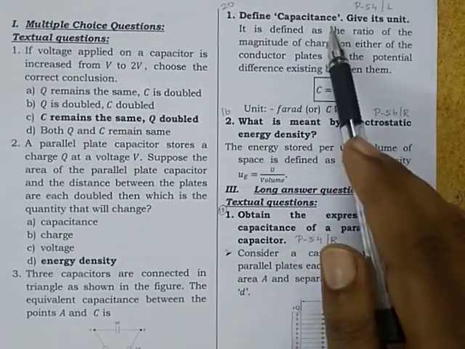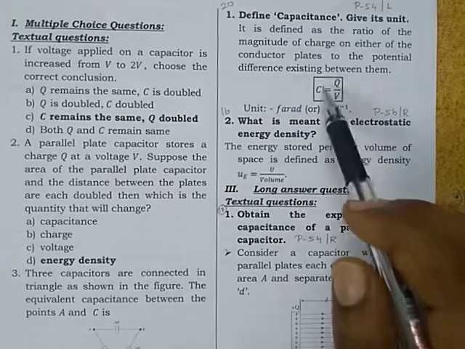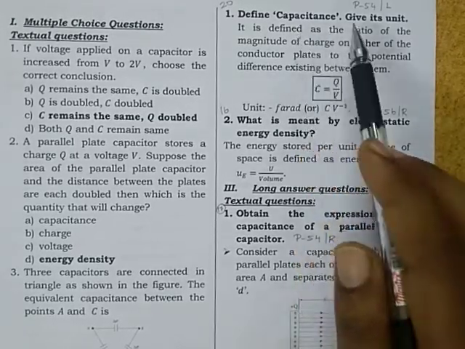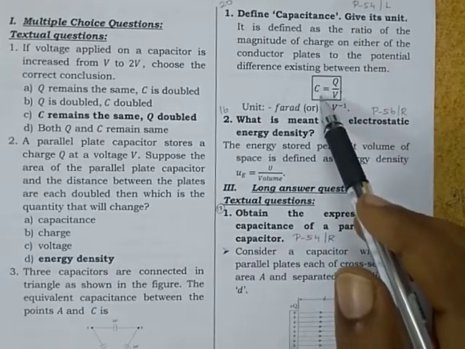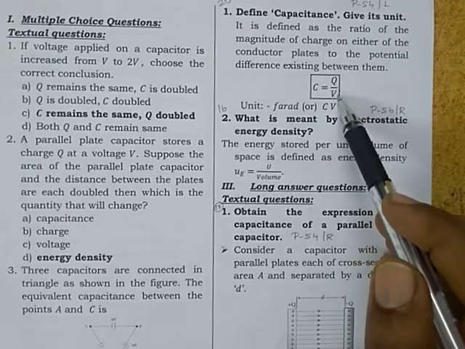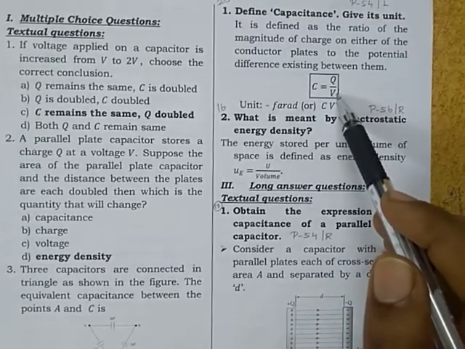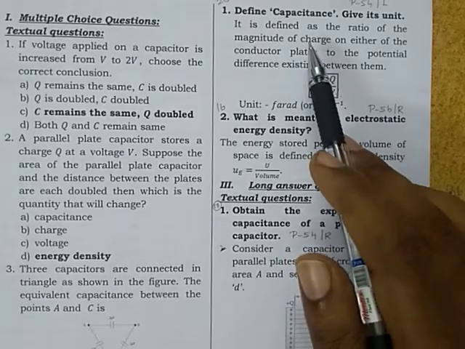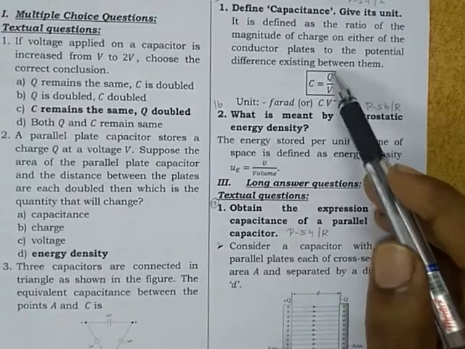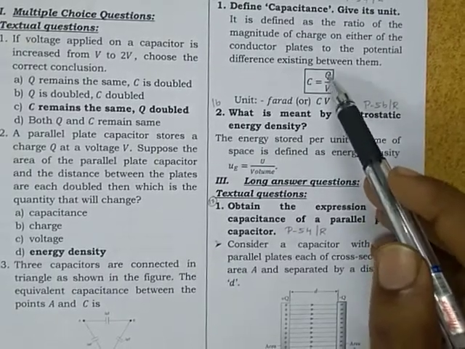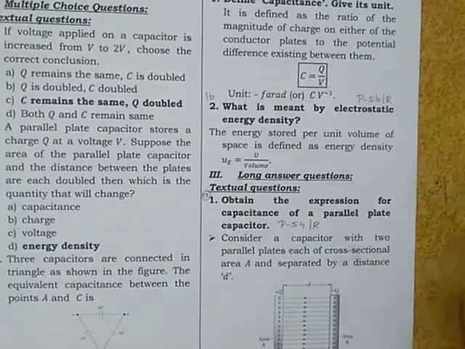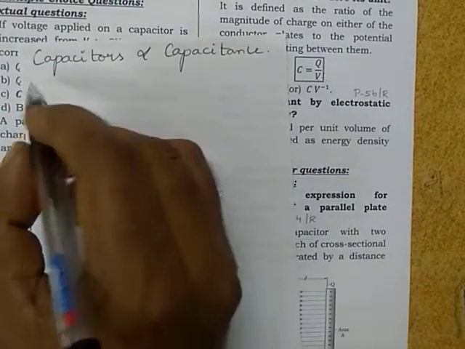For this question, we have to recall the expression C is equal to Q by V. By knowing this expression, we can easily define what is capacitance. Capacitance is the ratio of charge given to the conductor to the potential developed between the conductors. Let me see the actual definition. It is defined as the ratio of the magnitude of the charge on either of the conductor plates to the potential difference existing between them.